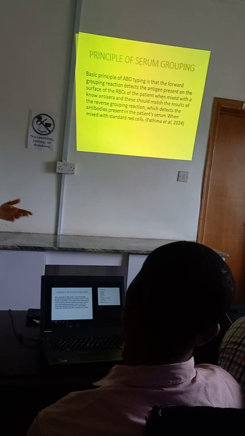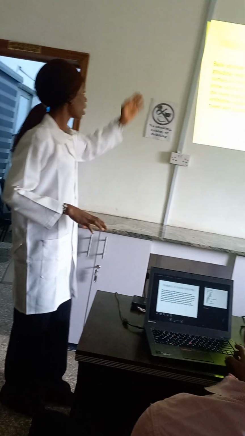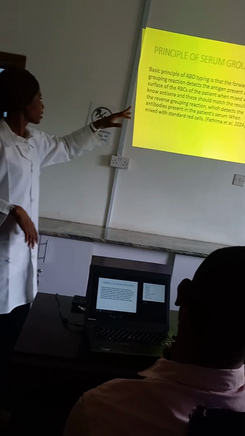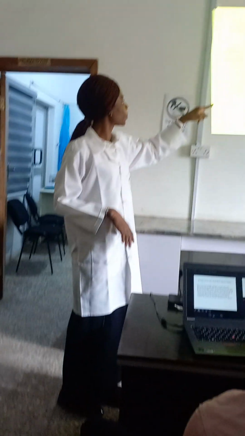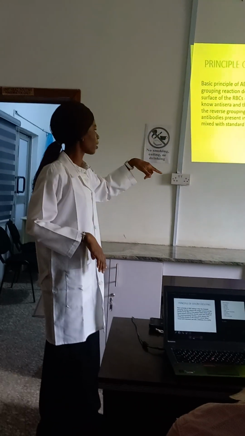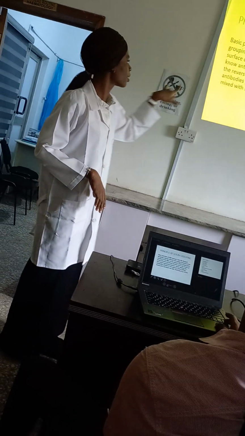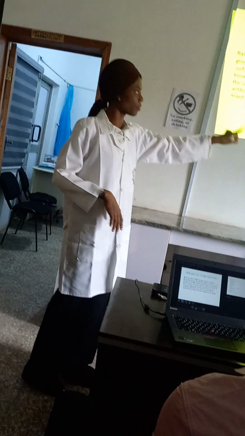Next slide. Now, the principle of ABO blood grouping. The principle of ABO grouping can also be gotten from the procedure. Generally, BGS is all about antigen-antibody reactions, and agglutination shows a positive reaction. But looking at what I have here, the basic principle of ABO typing is that the forward grouping reaction, that's cell grouping, detects the antigen presence on the surface of the red blood cells of a patient when mixed with a known antiserum. And this should match the results of the reverse grouping reaction, that's the serum grouping, which detects the antibodies present in the patient's serum when mixed with standard red cells.